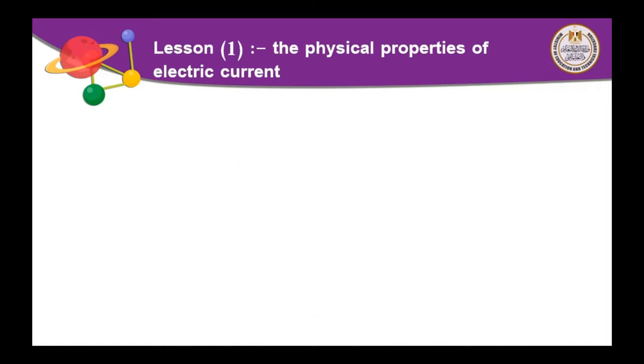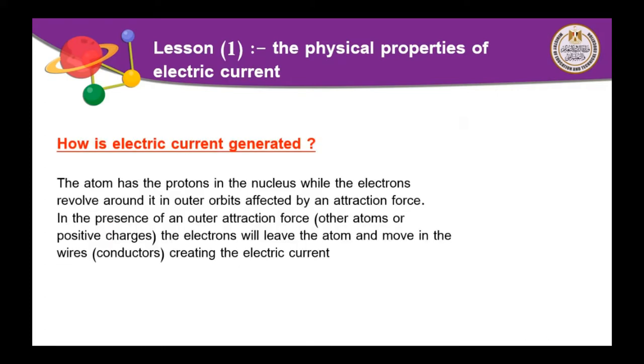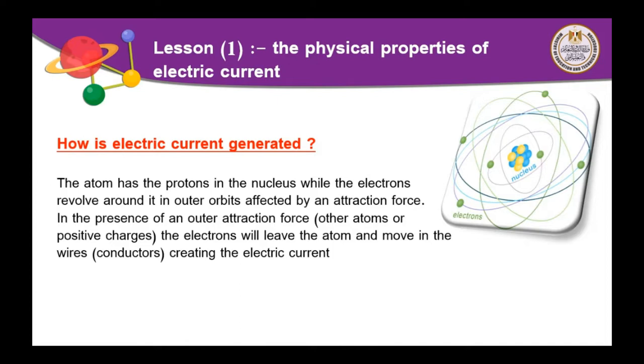Now we'll talk about another part. How is electric current generated? We know that elements can be classified into metals and non-metals. Which of them is a good conductor of electricity? Metals are good conductors of electricity. What is the behavior of metal during a chemical reaction? It loses electrons. Pay attention with me in this figure.